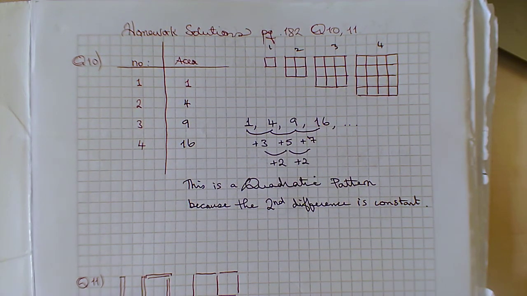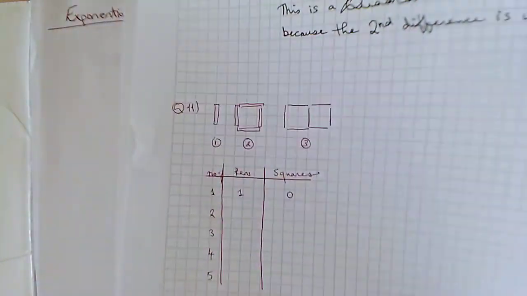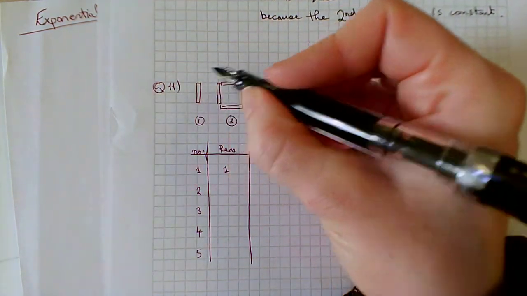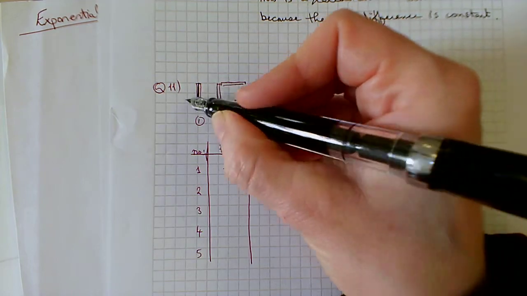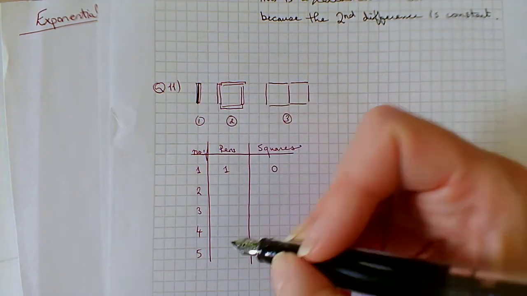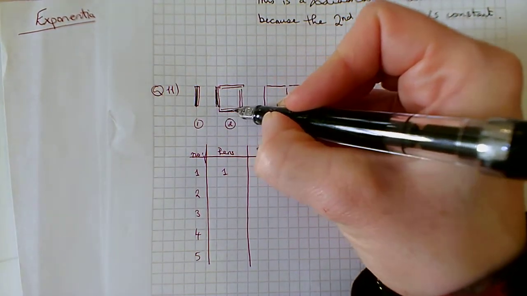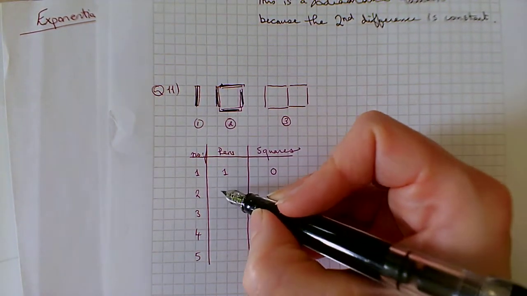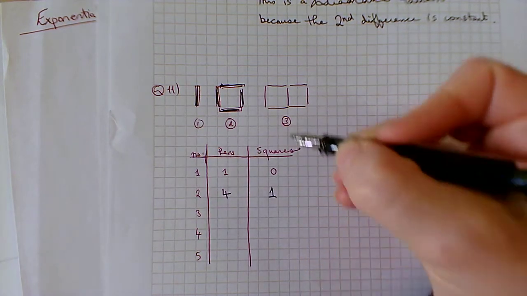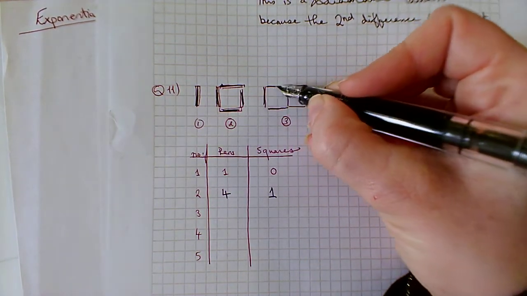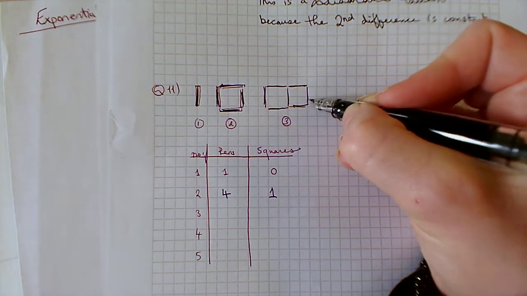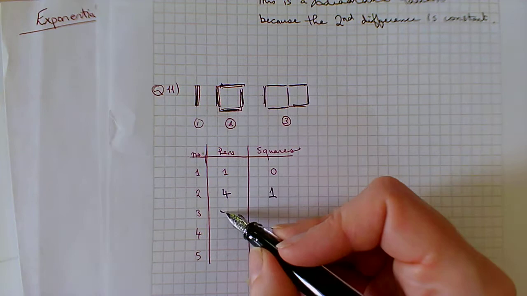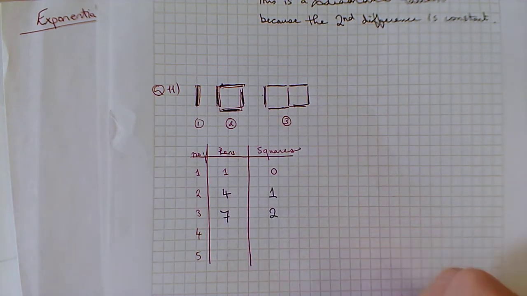Right, let's look at question 11. So it's a similar sort of setup, with pens this time, and I got a bit tired of drawing them as pens. So we've 1 pen starting off, and it doesn't make any squares. And in the second term, we now have 4 pens making up 1 square. For the third term, like this, we now have 1, 2, 3, 4, 5, 6, 7 pens making up 2 squares.